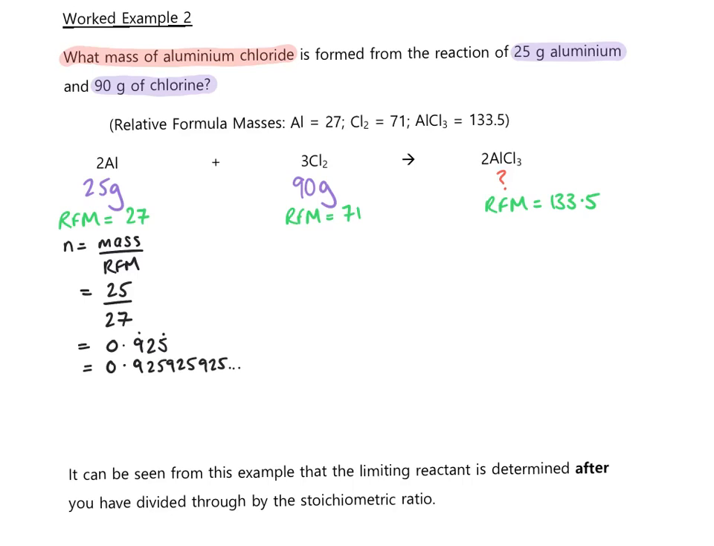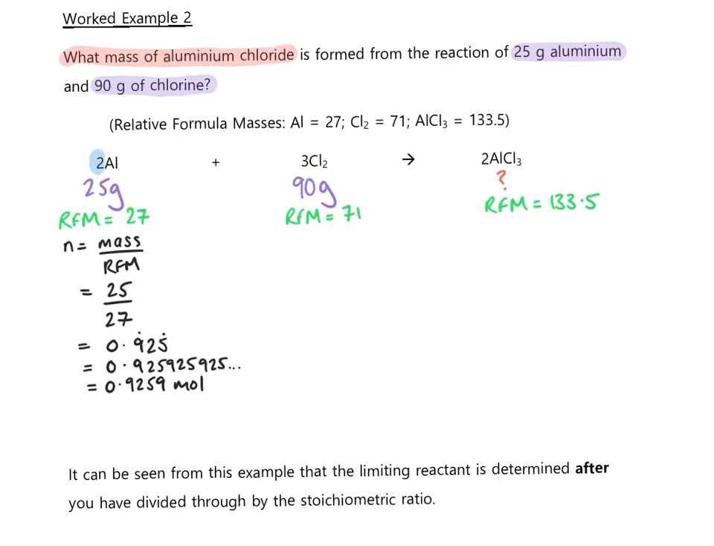So let's just, for now, write down 0.9259. Okay, now step number 3 was to divide by the stoichiometry or the balancing number, and you'll see in this case it does make a difference.